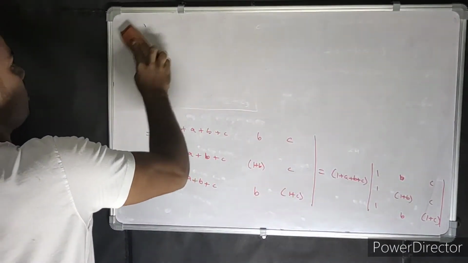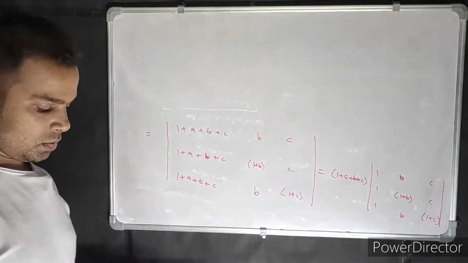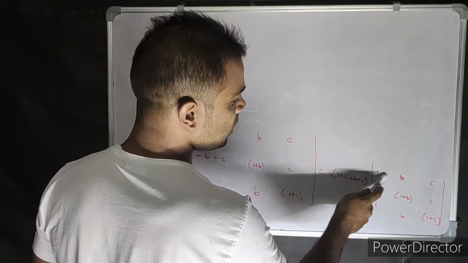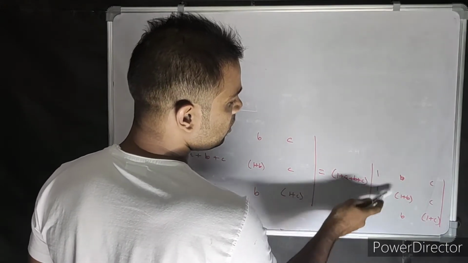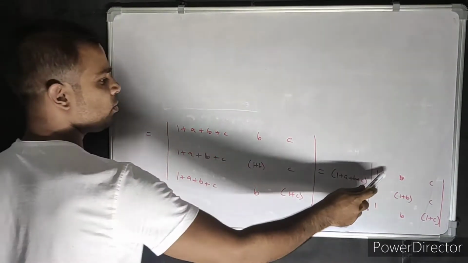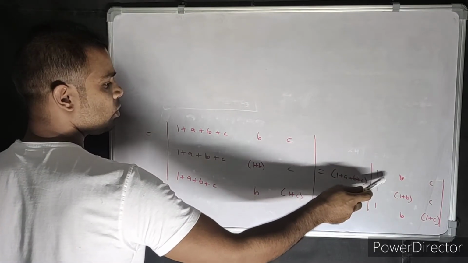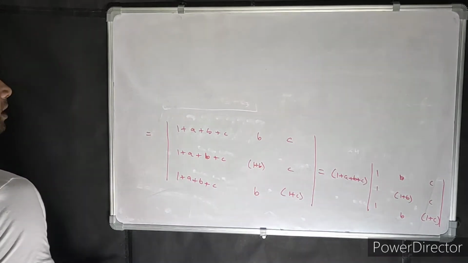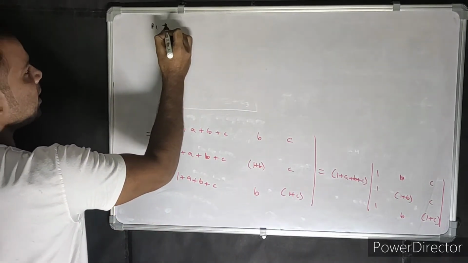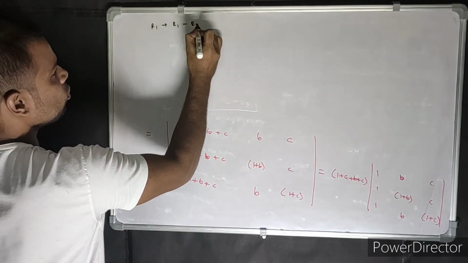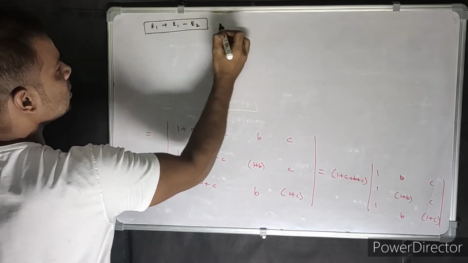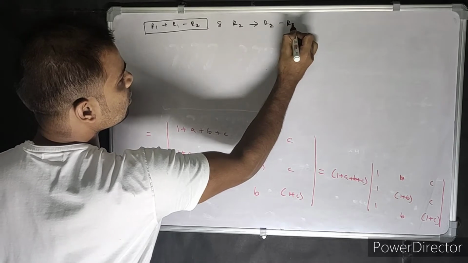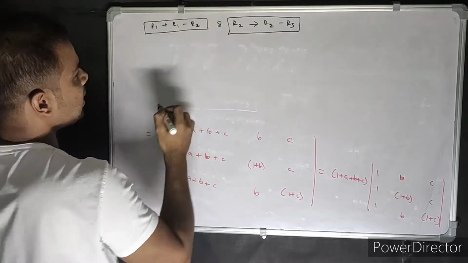So the next operation that you're going to do is make these two zeros, or these two zeros, whatever you like. I'm going to make these two zeros. So row 1 minus row 2 is going to give me this 0, and row 2 minus row 3 is going to give me this element as 0. So row 1 tends to row 1 minus row 2, and row 2 tends to row 2 minus row 3. That's the second operation.